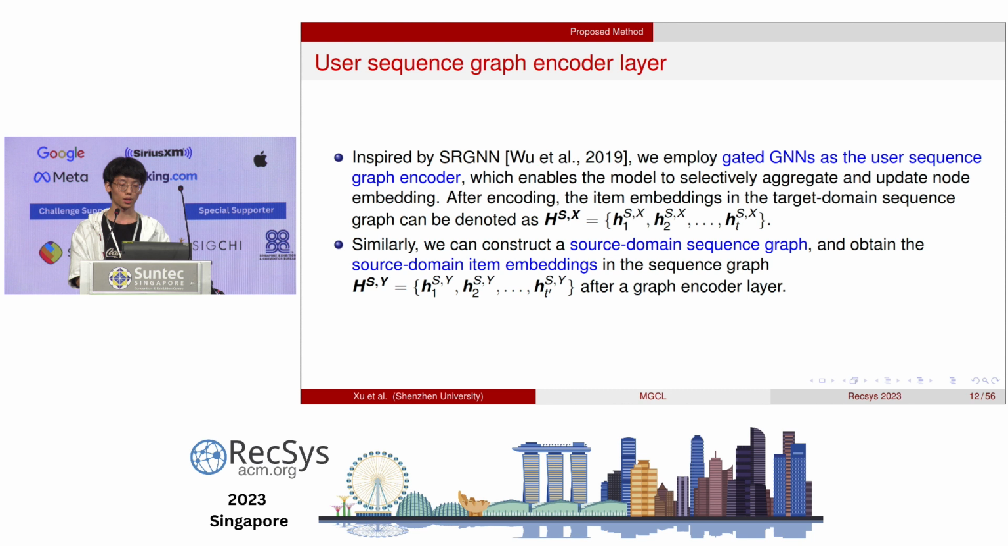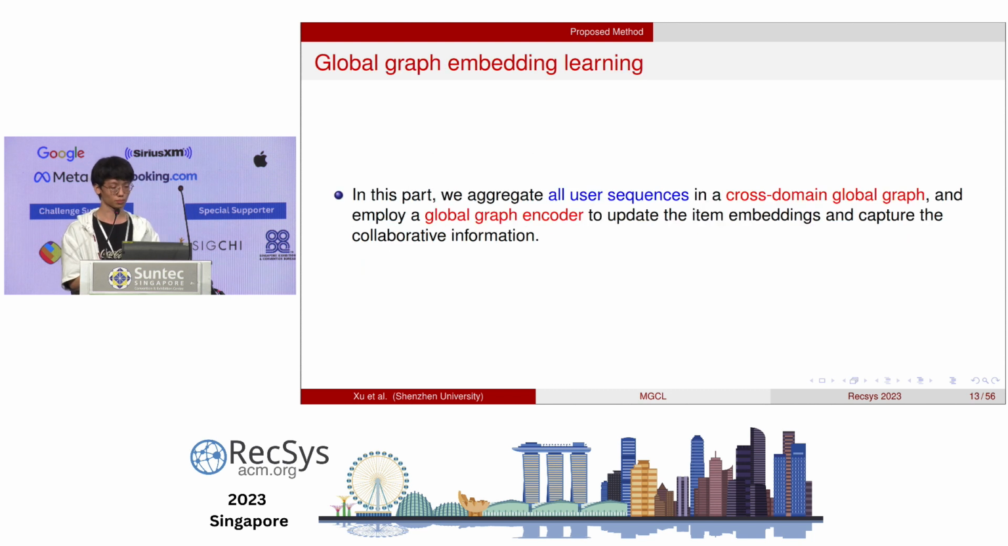Inspired by SR-GNN, we employ gated GNN as the user sequence graph encoder. After encoding, the item embedding in the target domain sequence graph can be denoted as H. Similarly, we can construct a source domain sequence graph and obtain the source domain item embeddings.